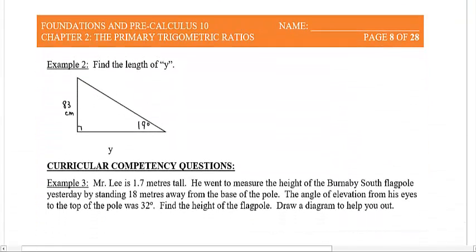Hey, can you find the length of y this time? Well, same idea. Look at this. Opposite side. Look at this. The adjacent side. Look at this. The tangent ratio. Opposite, 83, over adjacent, which is y.